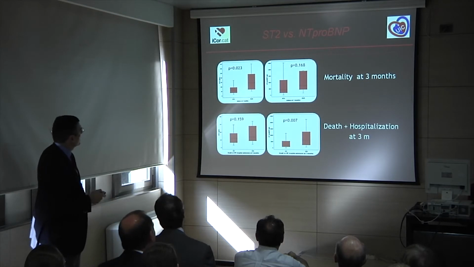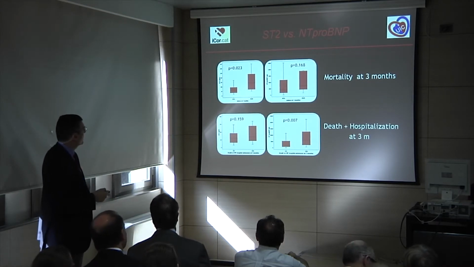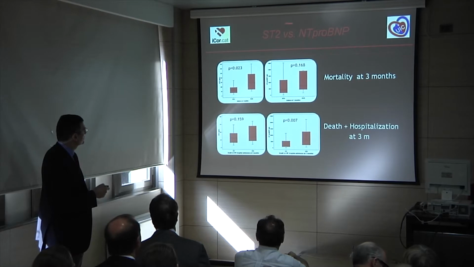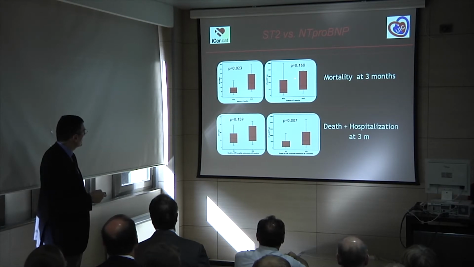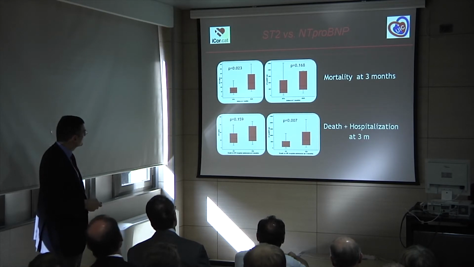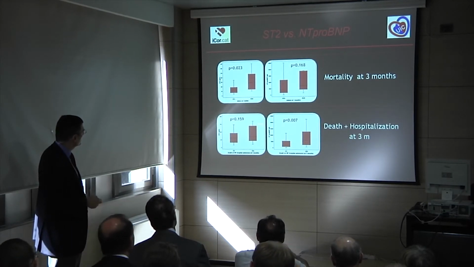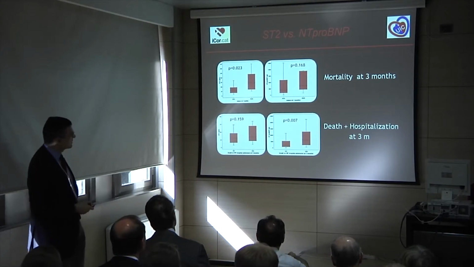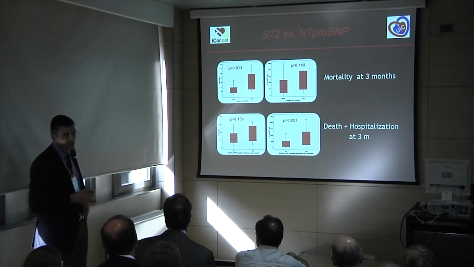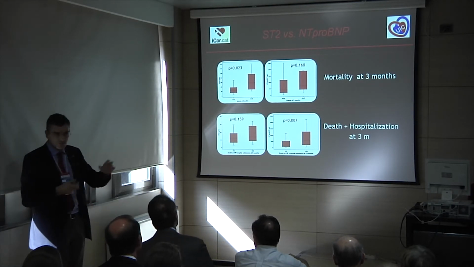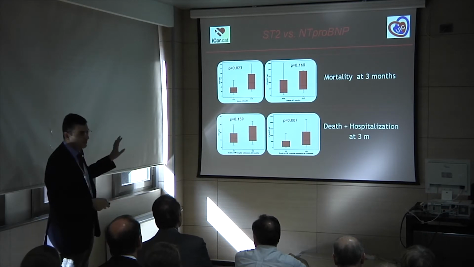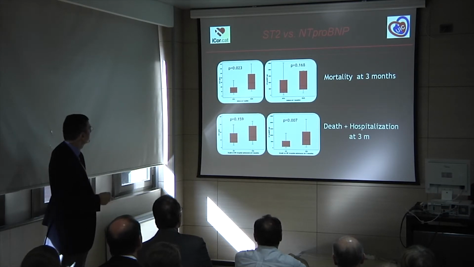We assessed, in this very small and preliminary cohort, ST2 versus NT-proBNP. For mortality at 3 months, ST2 was good and was superior to NT-proBNP. When we combine death plus hospitalization at 3 months, NT-proBNP appears to be superior to ST2. We think this is preliminary data. There are only 17 events. This is just internal data for me to show to a group of friends. This is non-published data at the present time.